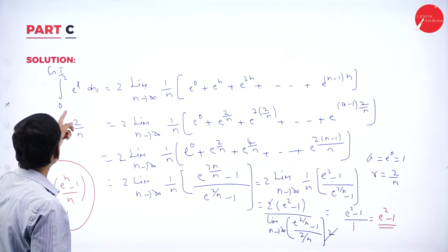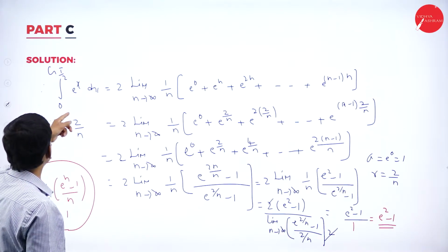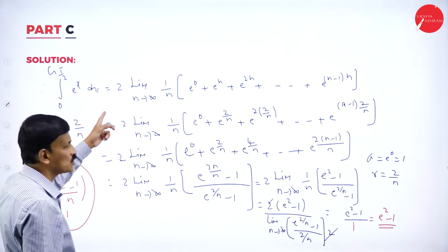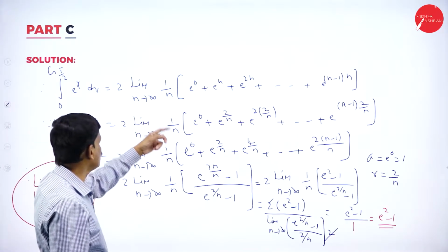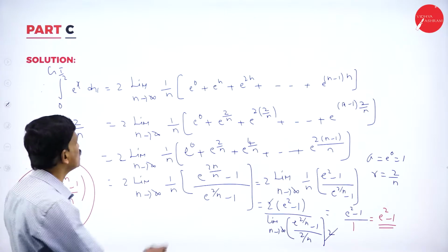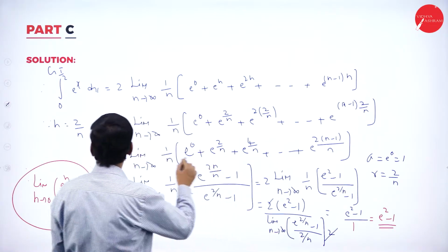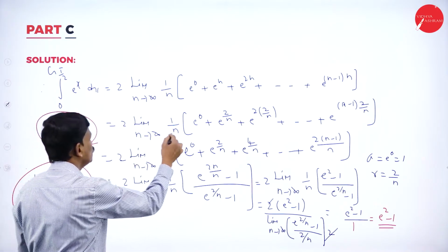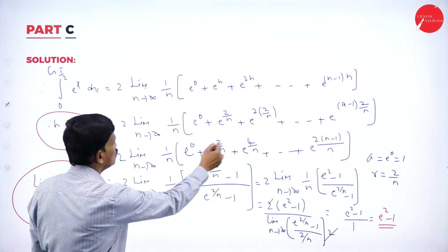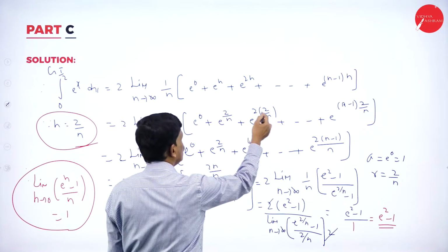So, limit that is integral 0 to 2 e raised to x f of e raised to x dx is equal to 2 times limit n tends to infinity of 1 over n into e raised to 0 plus e raised to h plus e raised to 2h etc., e to the power of n minus 1 into h. Since we know the value of h is equal to 2 by n, so that is 1 over n into, substitute h is equal to 2 by n, 4 by n.